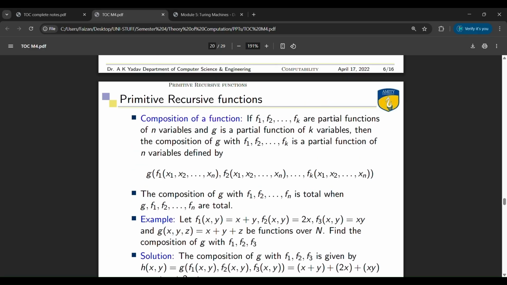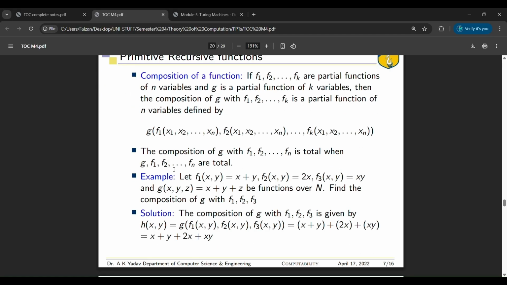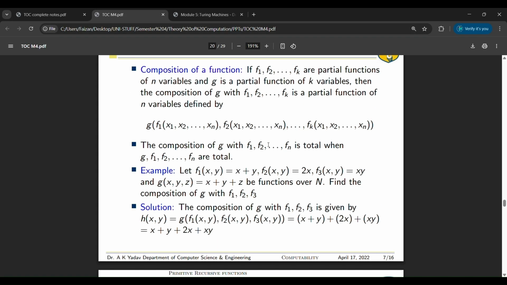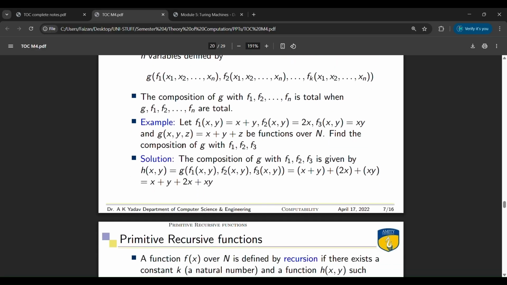The composition of a function: f1, f2 till fk are partial functions of n variables. So these are k functions that have n variables each, and g is a partial function of k variables. Composition is basically writing g and f together, so you'll write f1 with n variables, f2 with n variables, fk with n variables inside g. That's it. The composition of g with f1, f2, and fk is total when all of them are total.